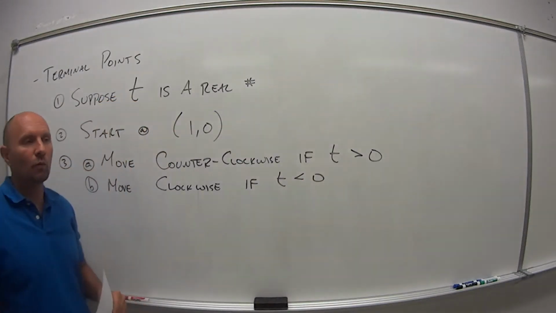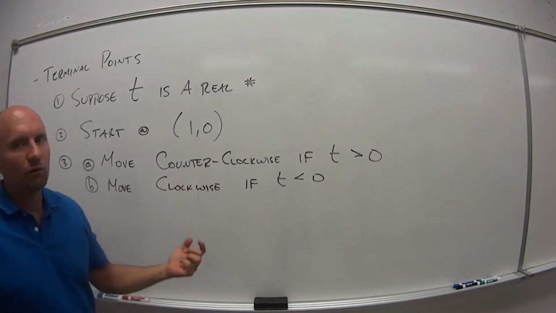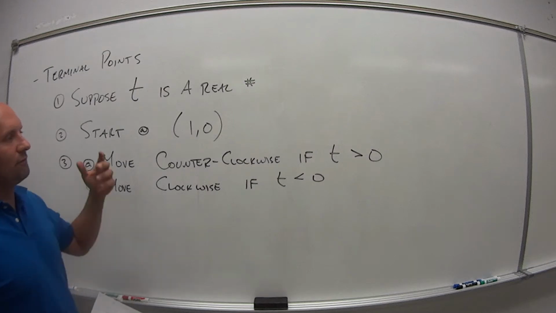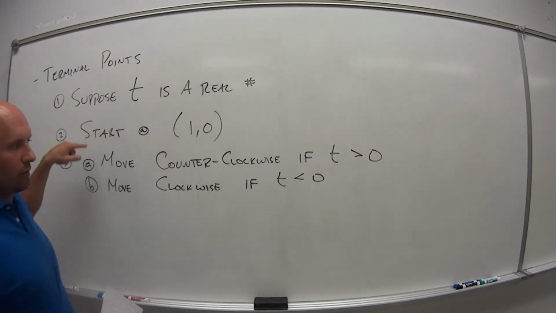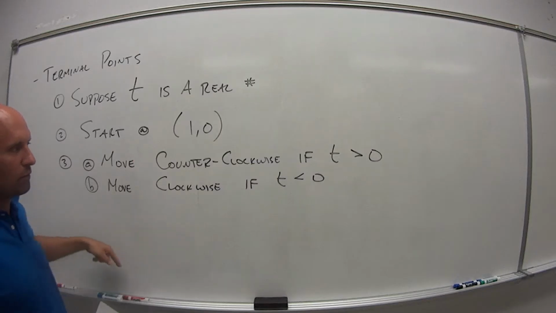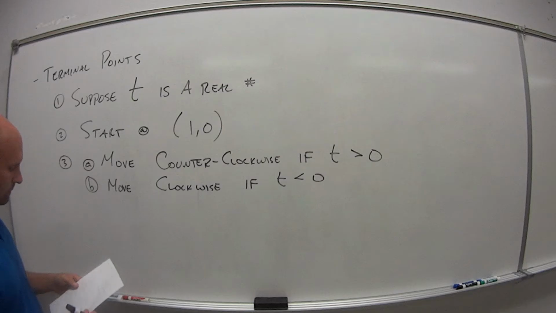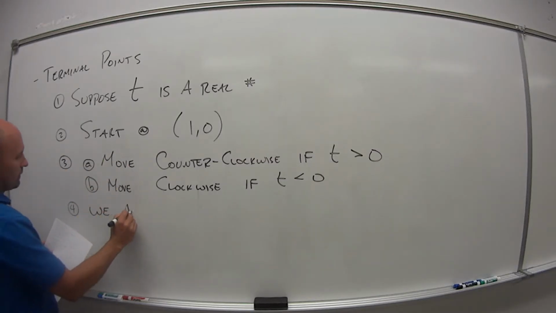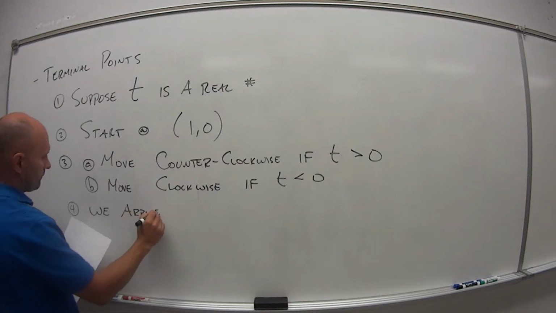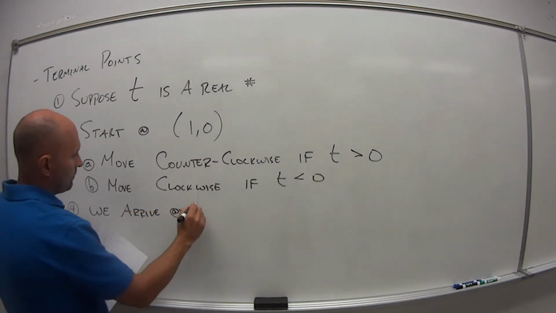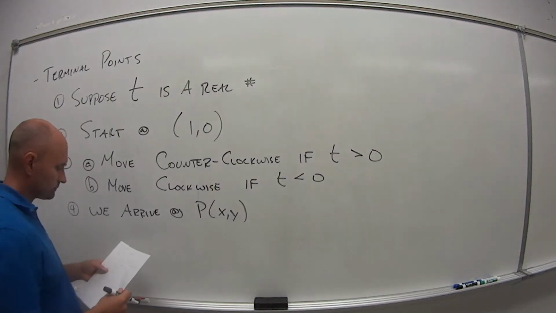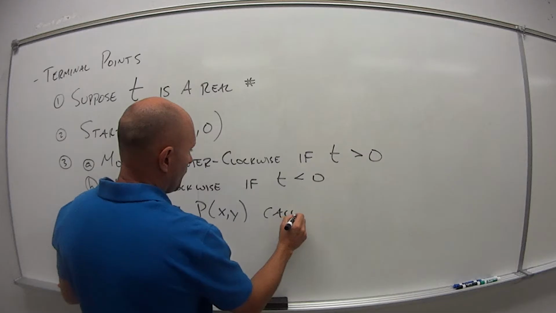So this is important. When we're discussing terminal points, we're trying to find the radian measure for a terminal point. If t is positive, we have to move counterclockwise. If t is negative, we're going to move clockwise around the unit circle. And then 4, once we move that distance, we arrive at the point P, which has values x and y, called the terminal point.